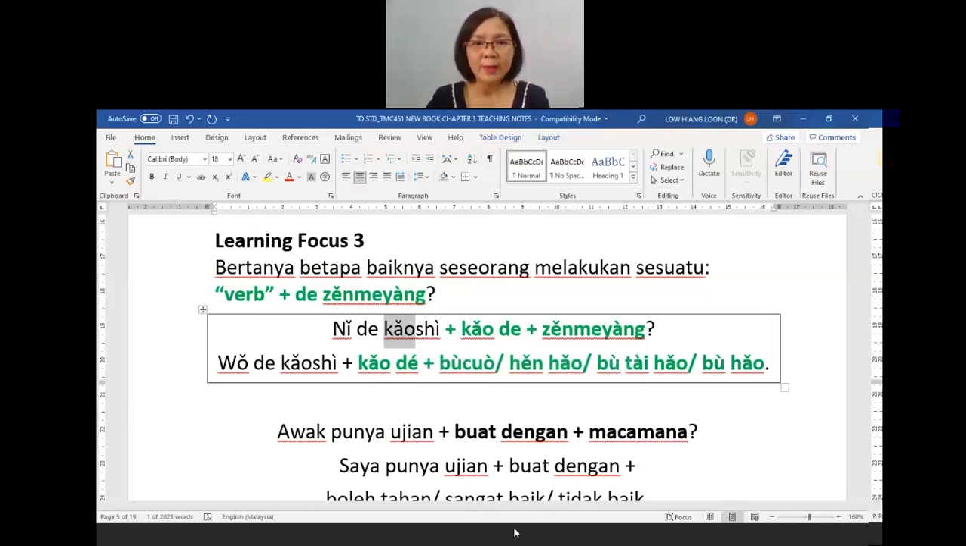考得怎么样? 老师 explain first. 考得怎么样? Okay, later you'll see other examples, you'll understand more. So, 老师 continues with this first, okay? One more time, 你的考试考得怎么样? 怎么样 is how. So, to answer people, what is the requirement of the question?